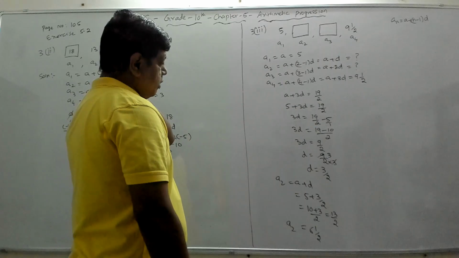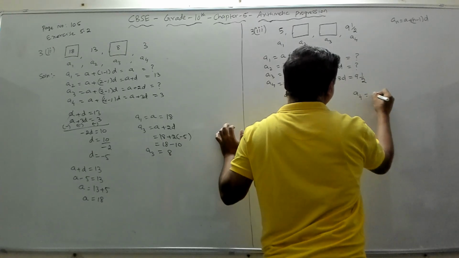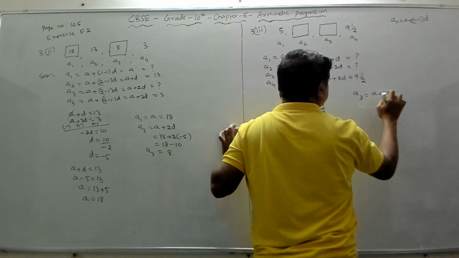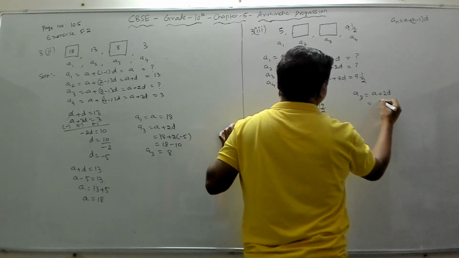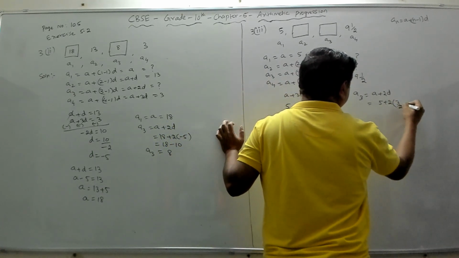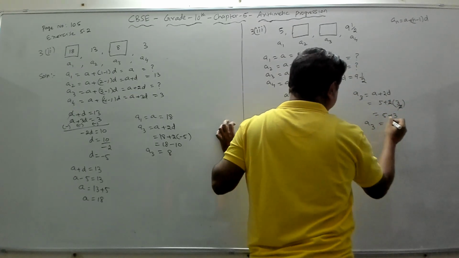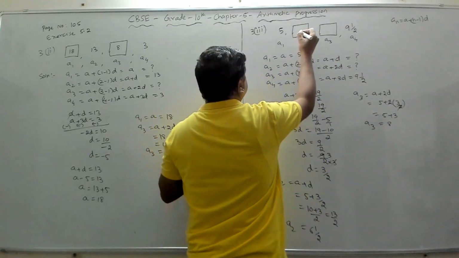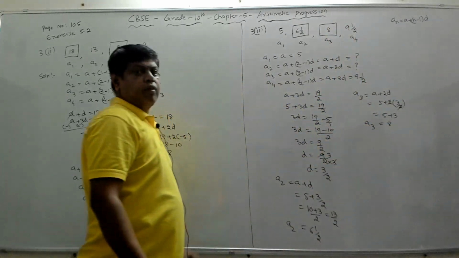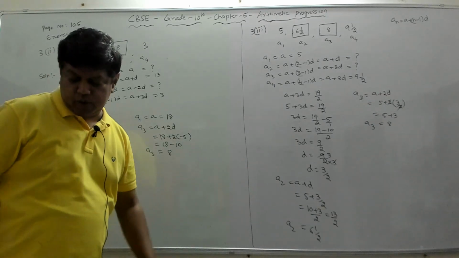Then we have to find A3. What is A3? Not A4, sorry, A3, because we have to find this. A3 is A plus 2D, that is equal to A is 5, plus 2 into D, D is 3 by 2. The 2 gets cancelled, you get 5 plus 3, which is 8. So your third term is 8. The second term is 6 and a half, so this is 6 1 by 2, and your third term is 8. Fine. So that's how we find the missing terms of the given AP list.